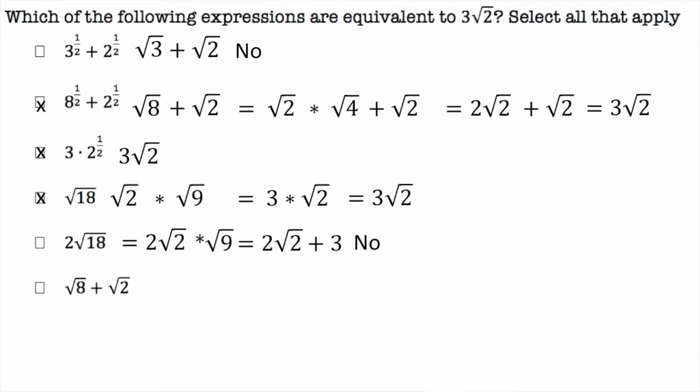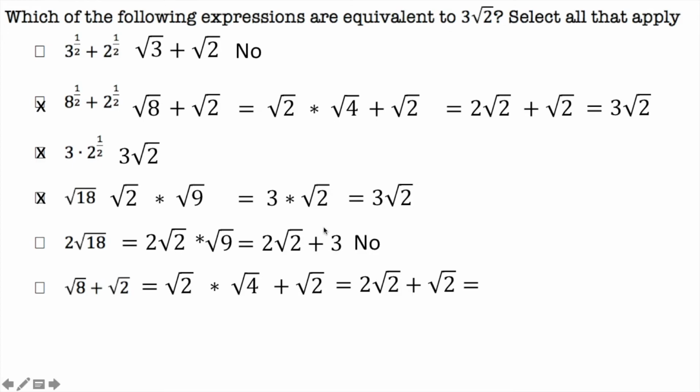Then the last one, we can break apart 8 into 2 and 4, and then the square root of 2 tags along. So take the square root of 4, that turns into 2, multiply it with the 2 that's in front, and you get 2 square root of 2. And then you're going to add your square root of 2 that's left over here, the tag along. So 1 square root of 2 plus 2 square root of 2, 1 plus 2 is 3 square root of 2. So that is also a match. So there's 4 matches out of this one.